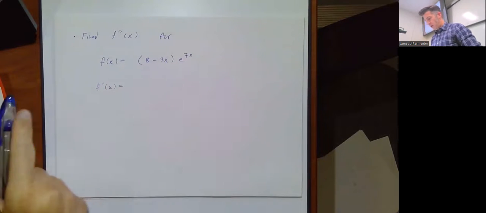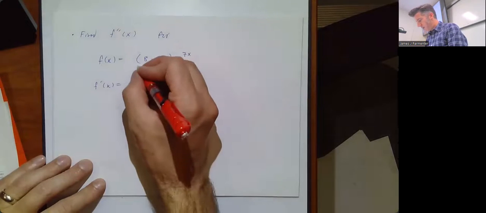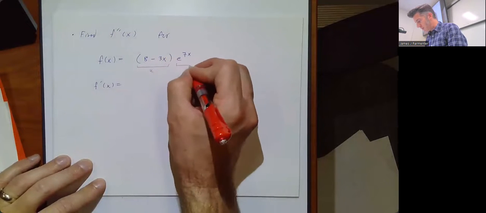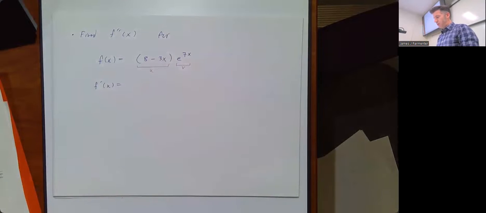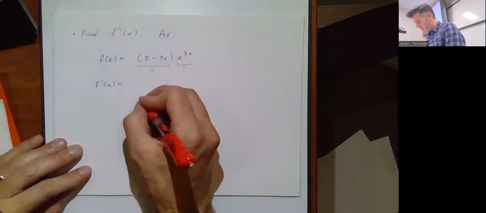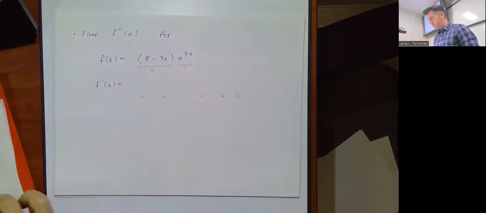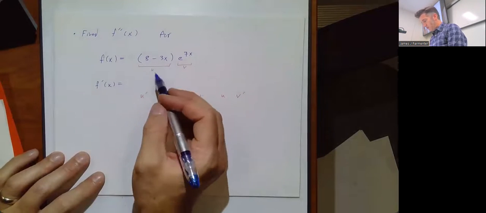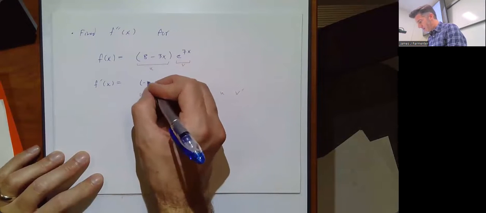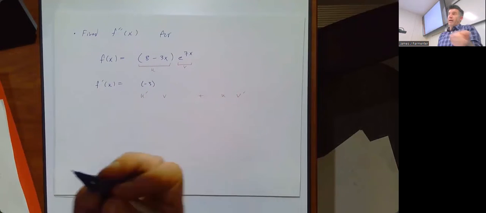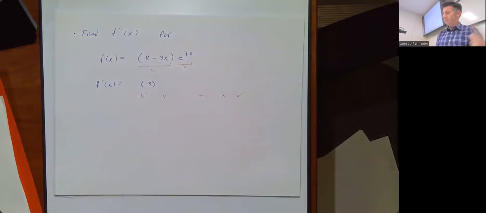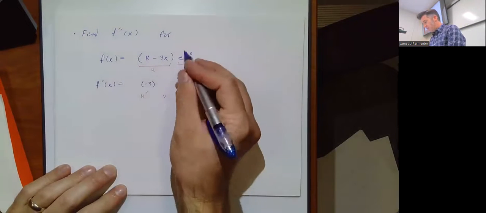So again, since I've already used f, let's call this u and this v, and my product rule is going to be u prime times v plus u times v prime. All right, so let's see. The derivative of u is -3. Or I could say 0 minus 3, right? Because the derivative of 8 is 0. And then we're leaving this alone.